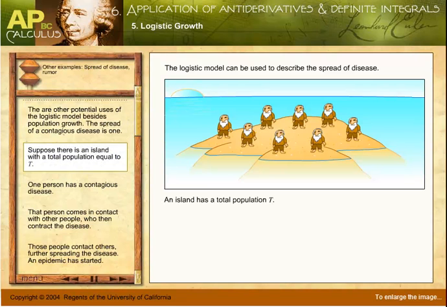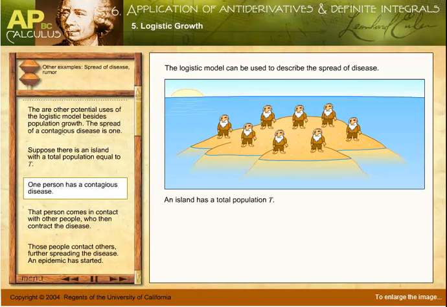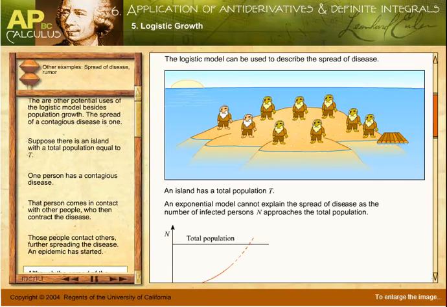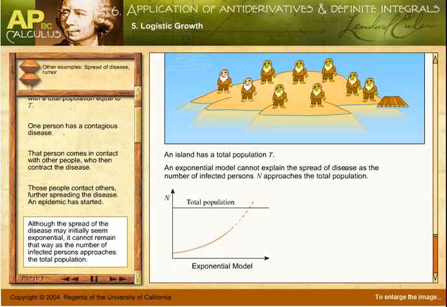Suppose there is an island with a total population equal to T. One person has a contagious disease. That person comes in contact with other people who then contract the disease. Those people contact others, further spreading the disease. An epidemic has started. Although the spread of the disease may initially seem exponential, it cannot remain that way as the number of infected persons approaches the total population.